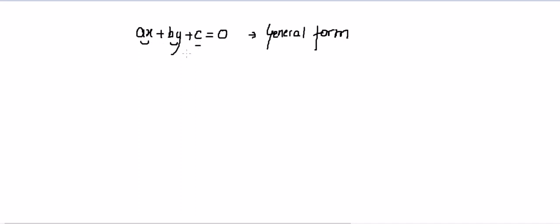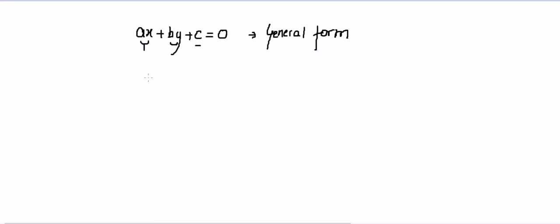So, the general form of writing a straight line is ax plus by plus c equals 0. This is general form. Now, in this, a is the coefficient of x, b is coefficient of y, and c is basically a constant. Whereas a, b, c can be any real number, but a and b together at the same time cannot be 0. They can be 0 individually. A can be 0, but b should not be 0 at the same time.